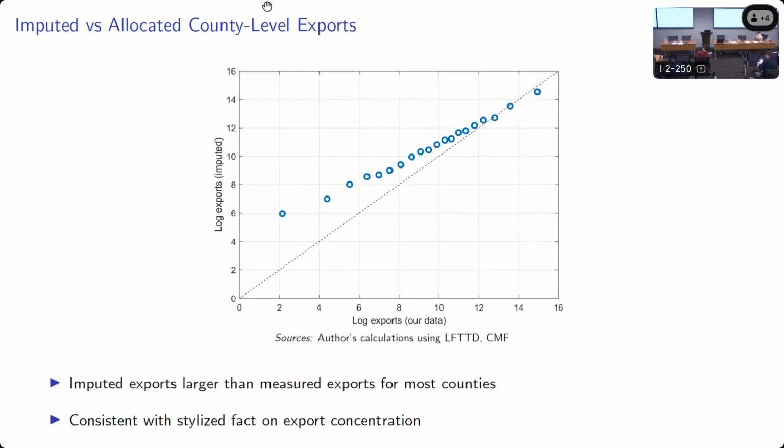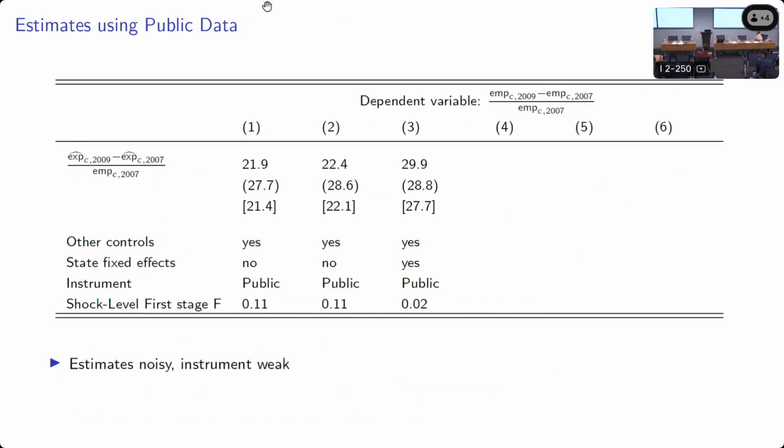And then this is what it looks like if you compare our data with the state level data, with the imputed data, for two counties. And you can see there's a pretty systematic bias, right? If you do the imputation, as is not surprising, you will overstate the exports for the smaller counties and you will understate the exports for the biggest counties. So that part should not be surprising. But let me show you the IV results.